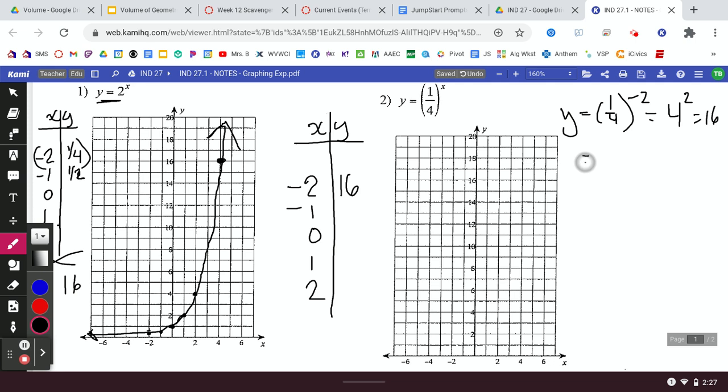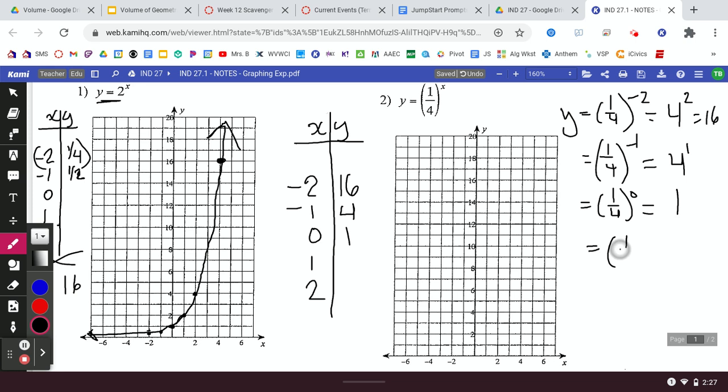Okay, I'm going to work it again. Only this time in the exponent spot, I'm going to put a -1. Again, I have a negative exponent, so I have to flip it. A fraction becomes a whole number. Raised to the 1, it's just a 4. So when x is -1, y is 4. I'm going to work it again, only it's to the 0 power. What's anything to the 0 power? 1. Doesn't matter if it's a fraction or a whole number. Anything to the 0 power is 1.